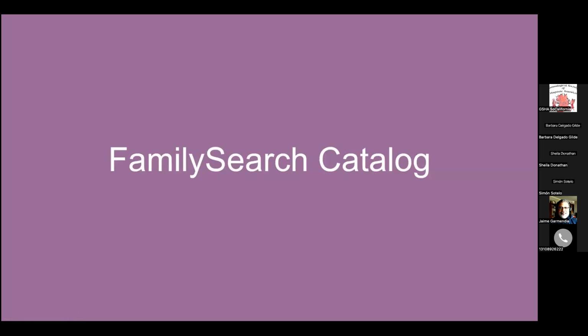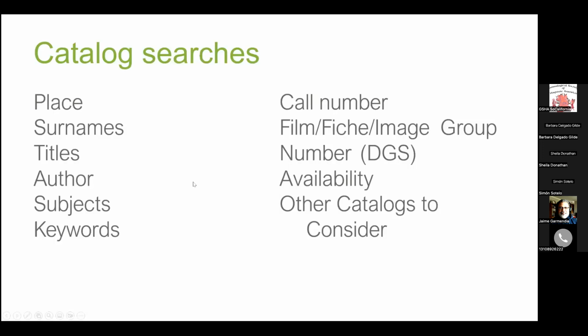Once you've searched by name, you may be wondering what specific records are available for your ancestors in the localities they lived in. So now I'm going to highlight some catalog searches. There are some different searches that you can do. You can search by place, by surname, by title, by author, by subject, keyword. And then you can also do a call number search.